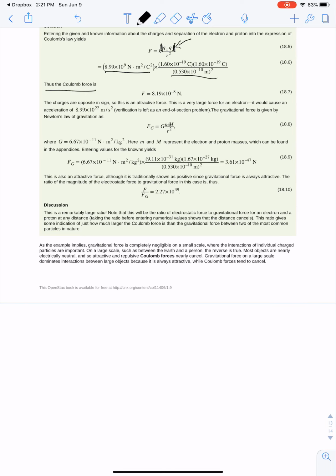Now, if we want to do the same thing with gravity, it's the same form of the equation, G m1 m2 over r squared. We're going to have to look up the mass of an electron and the mass of a proton if you don't have it memorized. Usually they're in the intro to the book, or in some appendix or something, but it's easy enough to just ask Google or Siri how much a proton weighs.